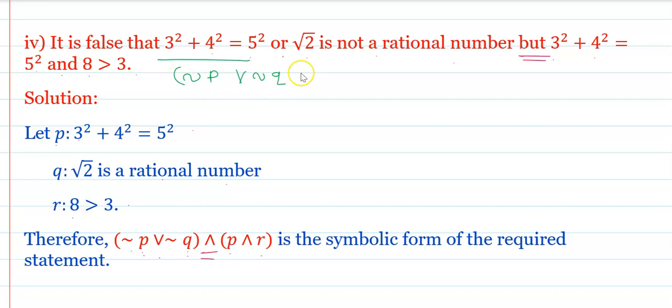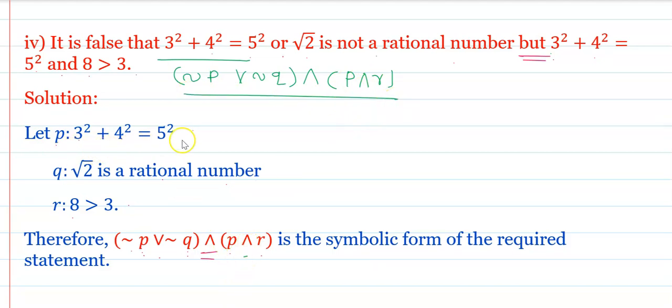Okay, हा एवढा पार्ट इथे तयार झाला. But means what? Again and what about here? 3 square plus 4 square is equals to 5 square, and 8 is greater than 3 means what? P and R in this way. Okay, it is written here.